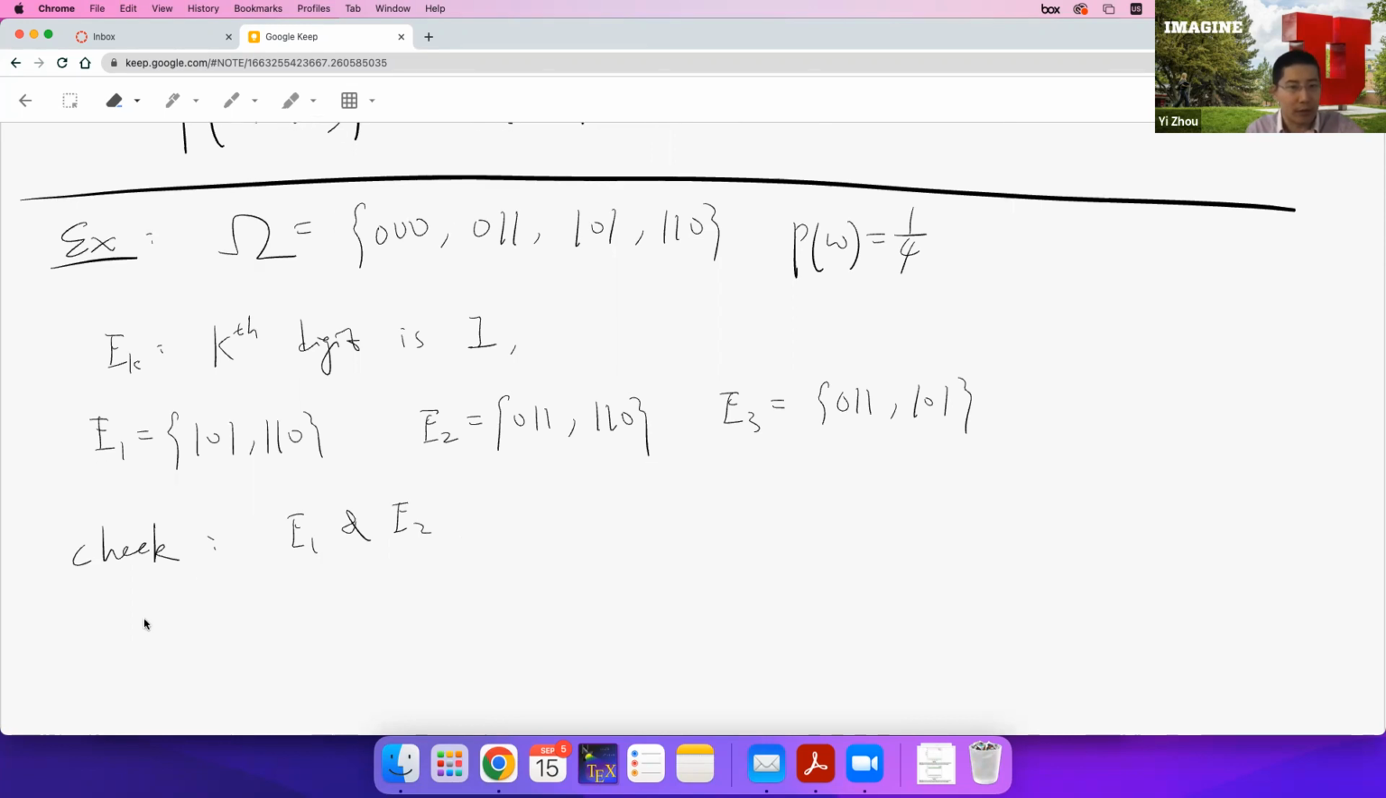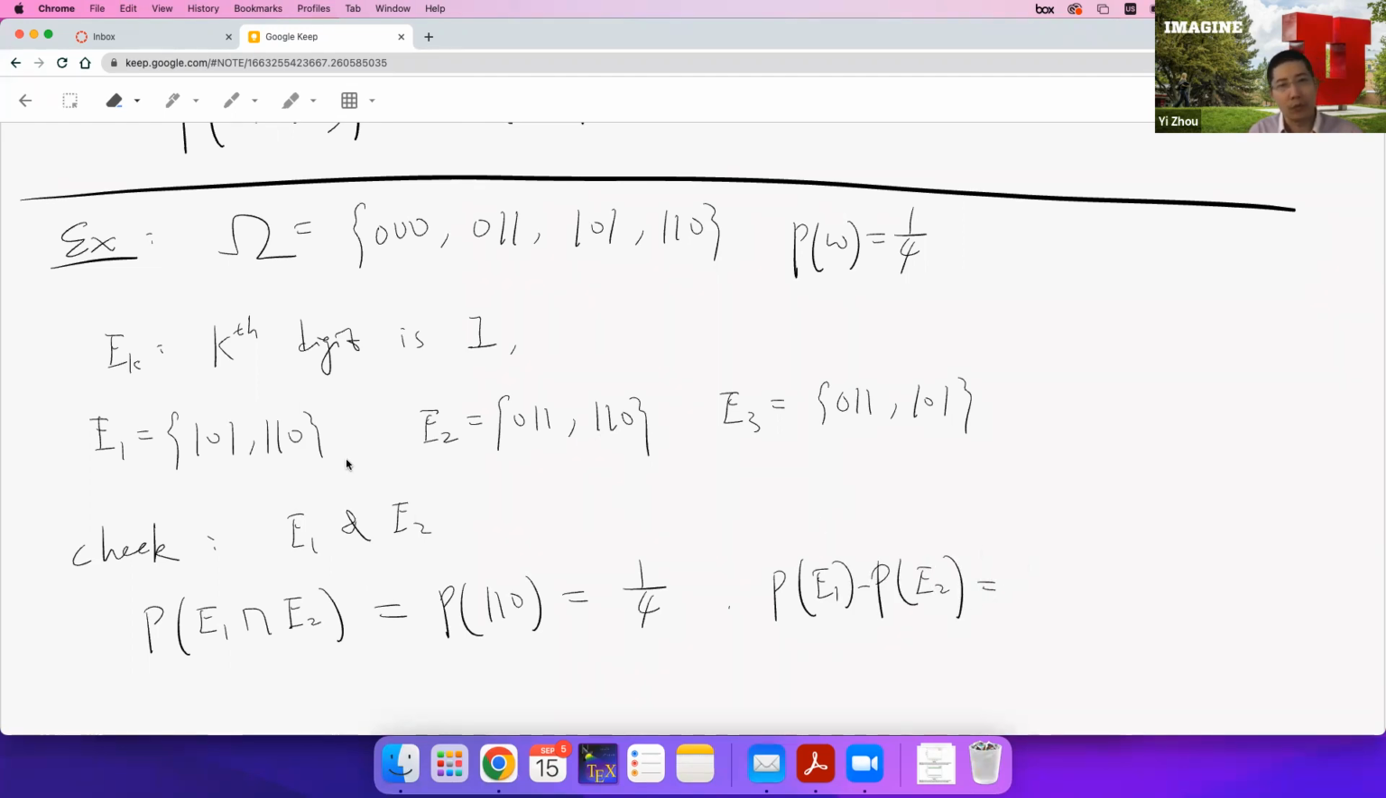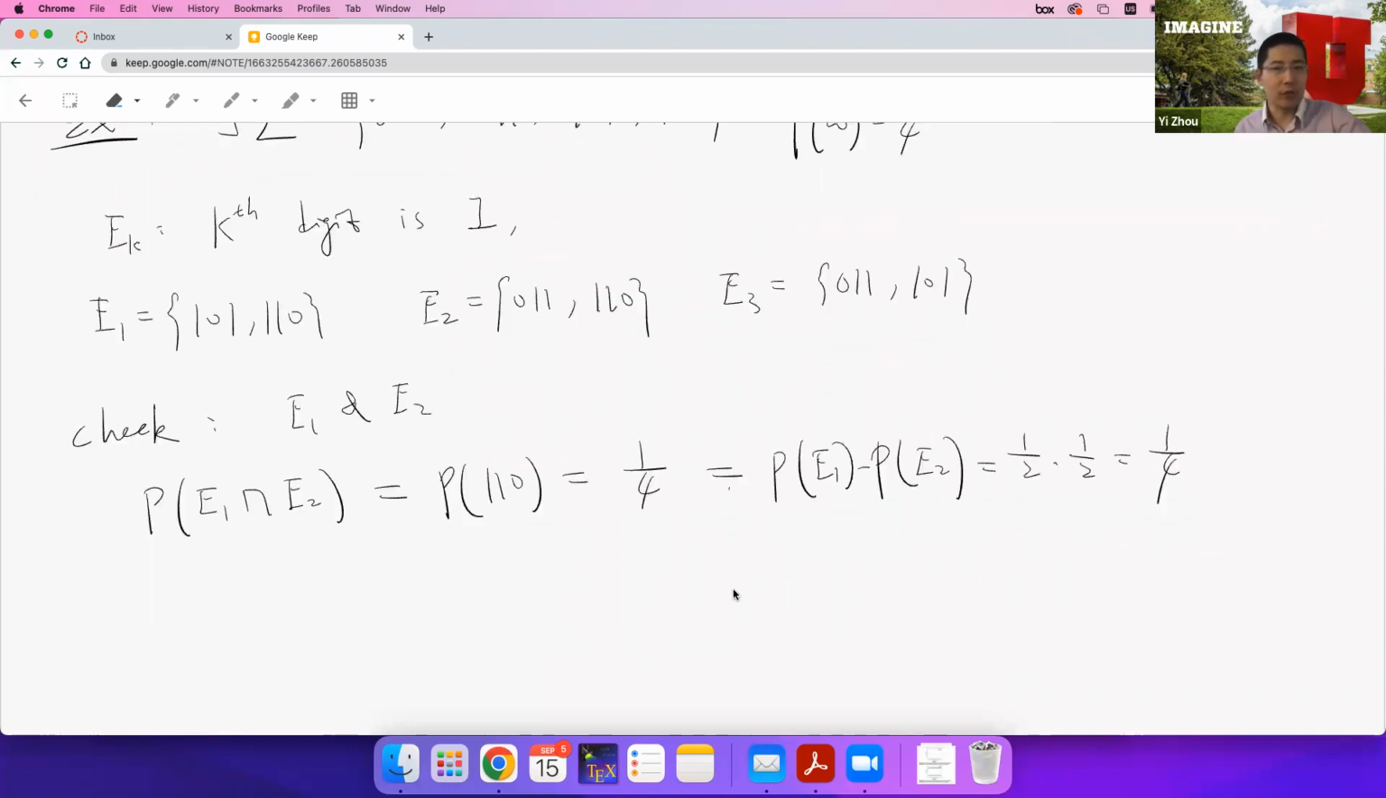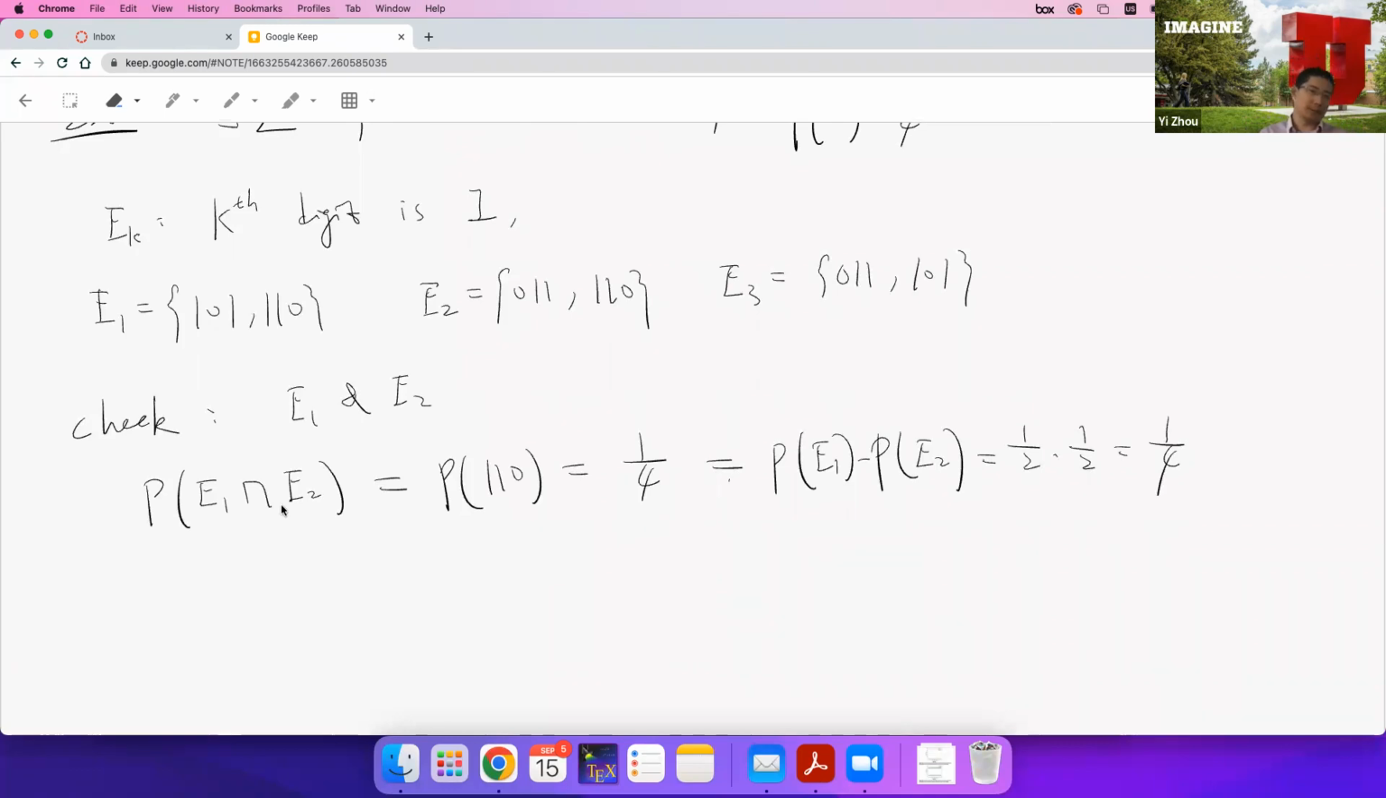Let's quickly do that. Now we should be very familiar with this. To check this one, we just need to look at this probability. E1 and E2 only have 110 in common, so only one term, which gives 1/4. And P(E1) times P(E2) is 2 terms over 4, times 2 terms over 4, so it's 1/2 times 1/2. So they are independent; these two events by themselves are independent.